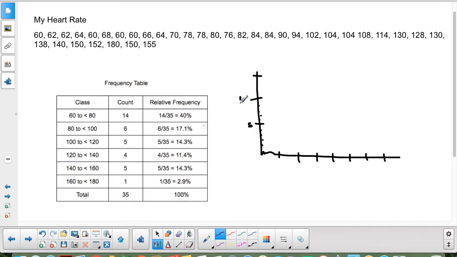5, 10, 15, because 14 is my largest number. So I know I'm going up by 5s, going from 5, 10, 15. Now, on here, I got a couple choices. I could write the range in there, or I know what my numbers are, so I can start at 60, go to 80, 100, 120. You get the idea.